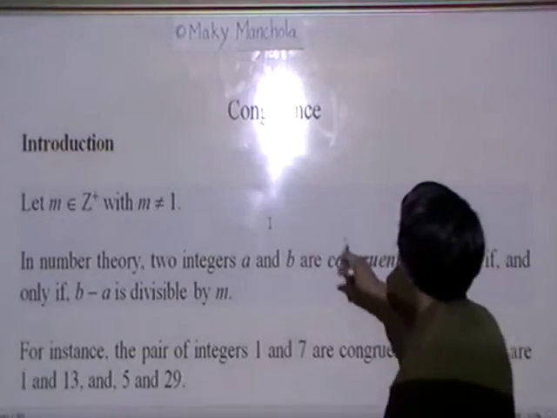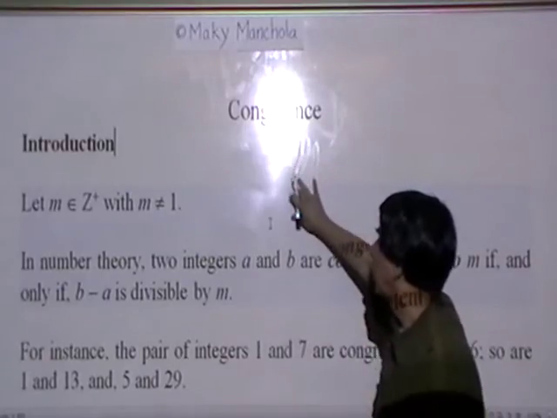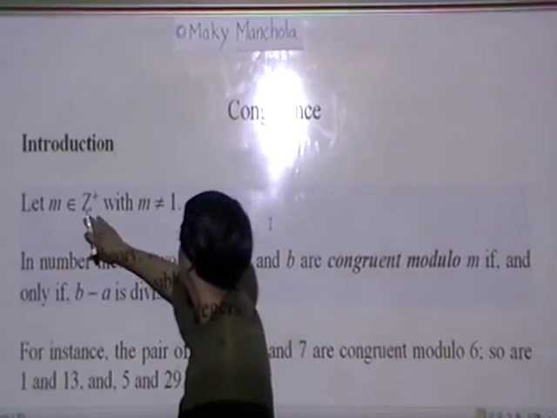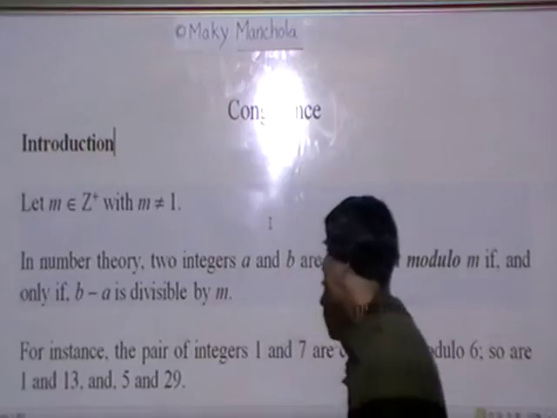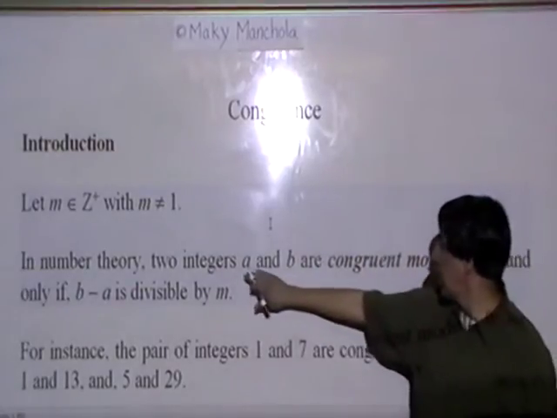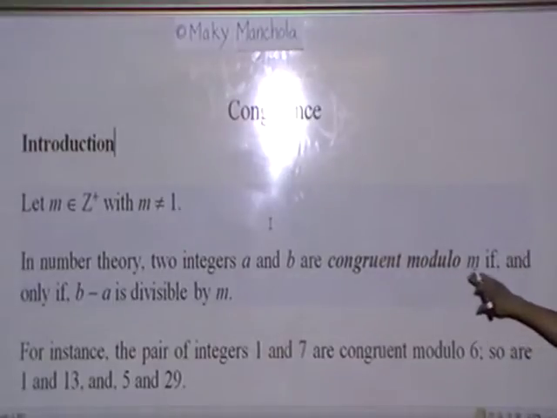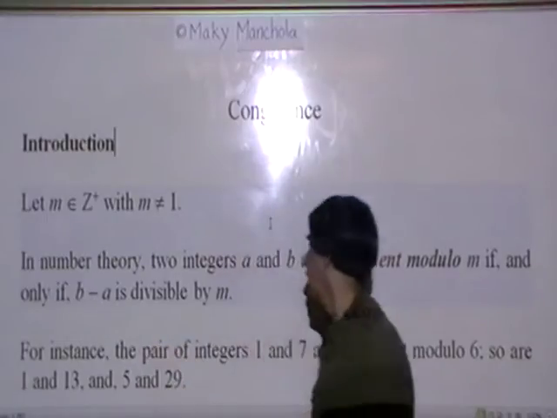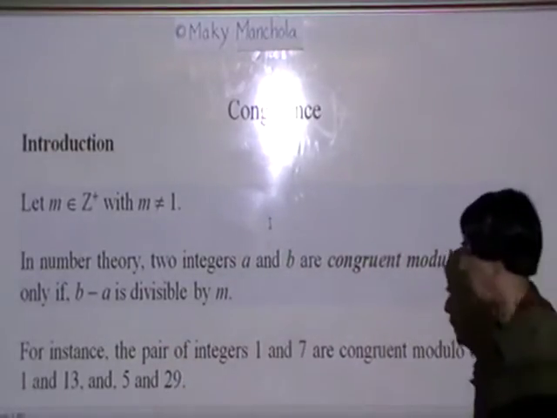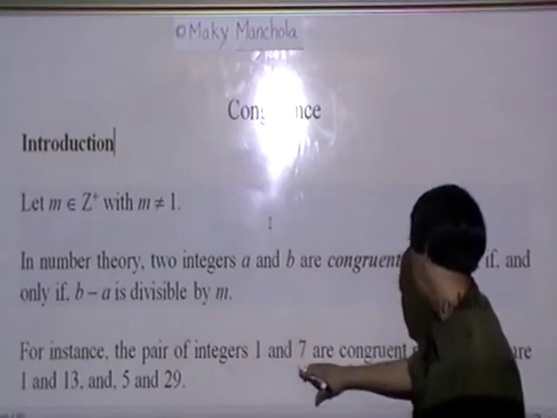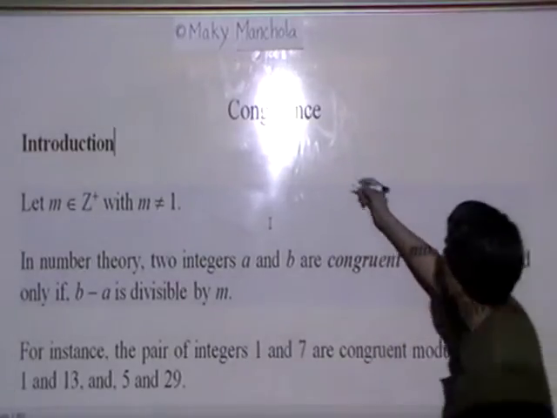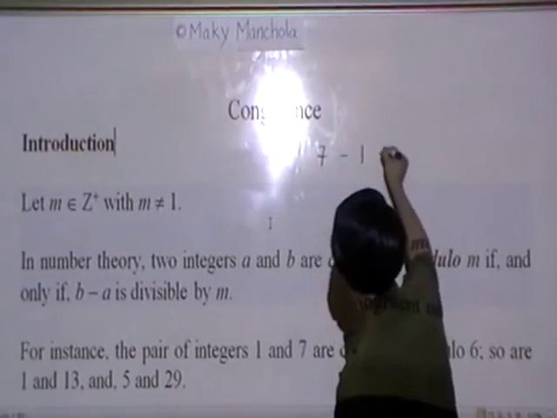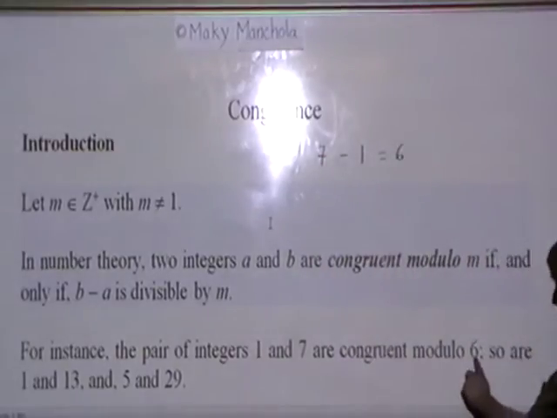Let's talk a little bit about congruence. So first, our definition. Let m be a positive integer with m not equal to 1. Two integers a and b are congruent modulo m if and only if the difference b minus a is divisible by m. For instance, 1 and 7 are congruent modulo 6. That is because if you find the difference of 7 and 1, 7 minus 1, you get 6. And 6 is divisible by 6.